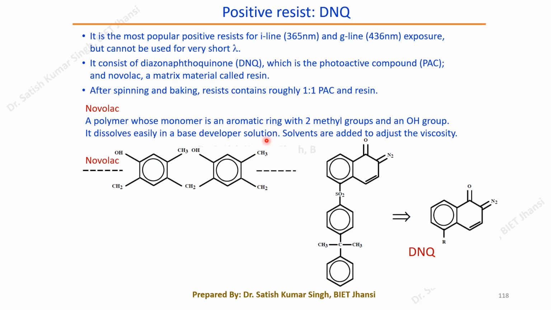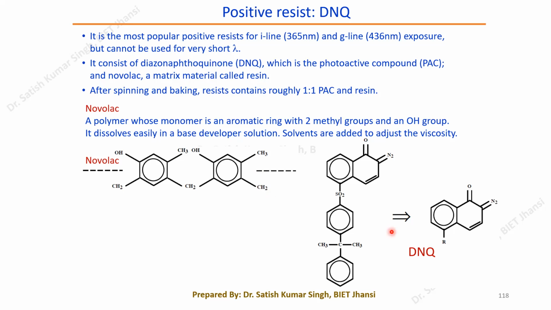Basically this is the chemical structure of Novolac, in which we have the hydroxyl group, the OH group, and two methyl groups, and a particular long chain structure like this. This structure will be repeated in a long chain, and then it will form a polymer.